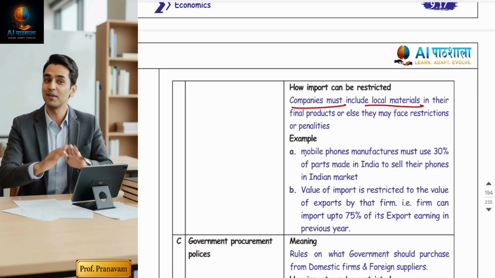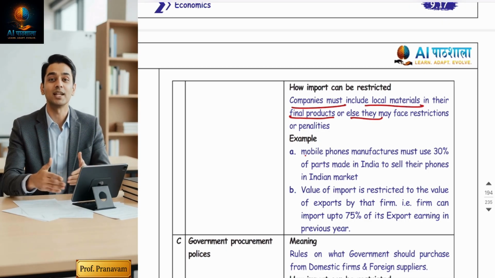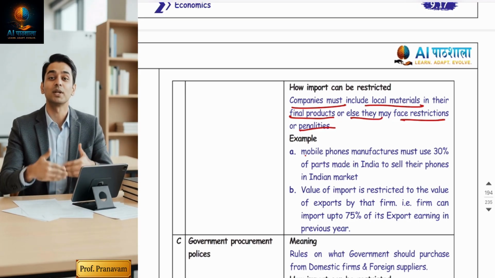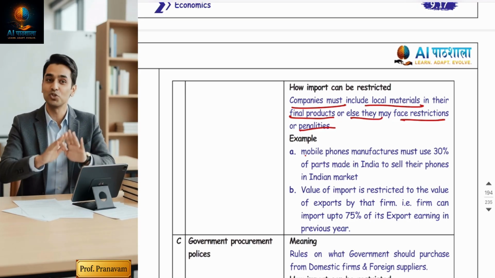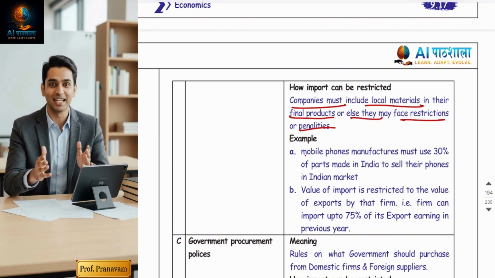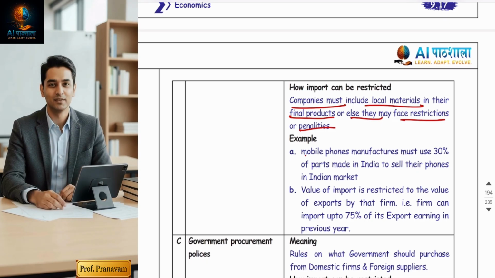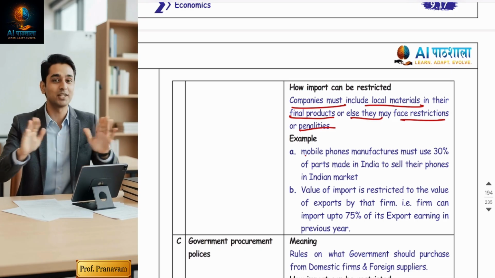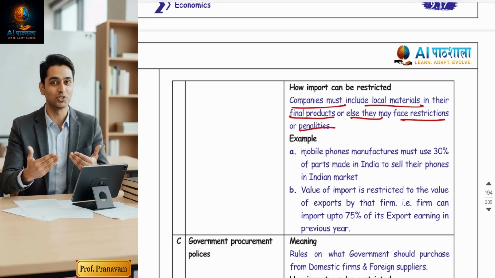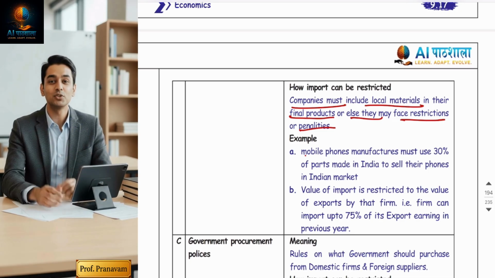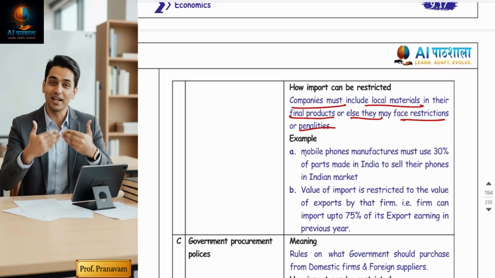Companies must include local material in their final products or else they may face restrictions or penalties. Those companies who want to import the products have to use raw material or a certain percentage of goods available locally. So this is going to give a boost and increase the demand of the domestic manufacturers also. Am I correct? Yes. The reasoning is very simple: domestic industries get assured demand and imports of the components are reduced.